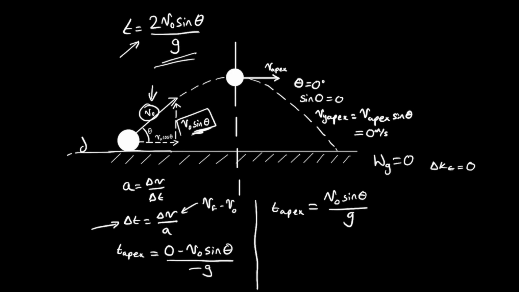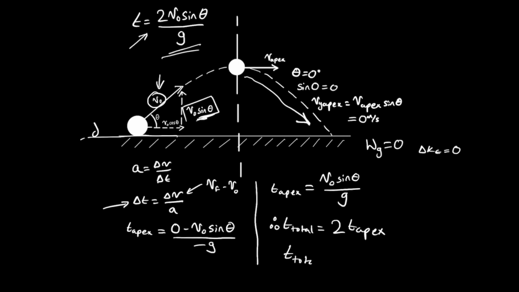And quite obviously, the time taken to reduce this velocity from its maximum to 0 will be the same amount of time that it takes to maximize the velocity once again. This is because the acceleration due to gravity is constant. Also, the motion of the projectile is symmetrical across the apex. Therefore, the total time taken will simply be equal to 2 times the time that it takes to get to the apex. And this can be rewritten as 2 v0 sine theta over g. And this is our equation derived.